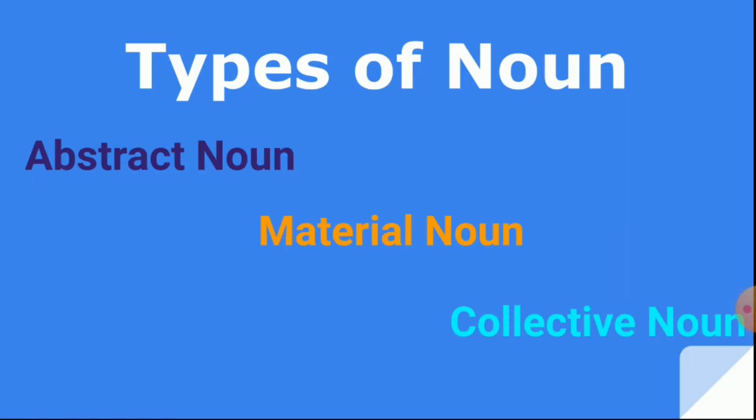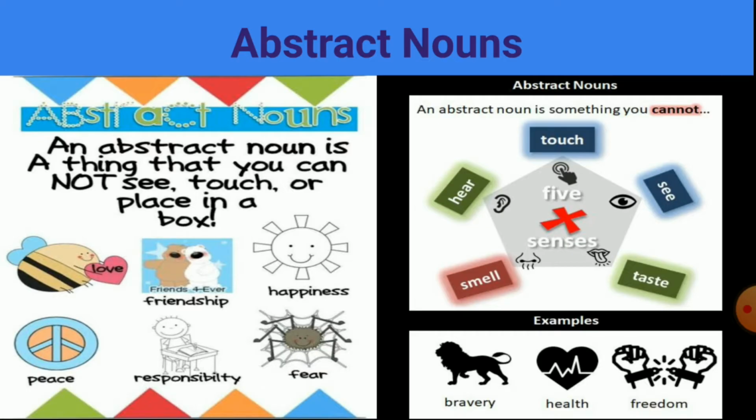Today, we are going to talk about types of nouns. Let us see the three types of nouns, that is abstract noun, material noun and collective noun. Let us see the first type of noun, that is abstract noun. An abstract noun is something which you cannot touch, see, taste, smell or hear.